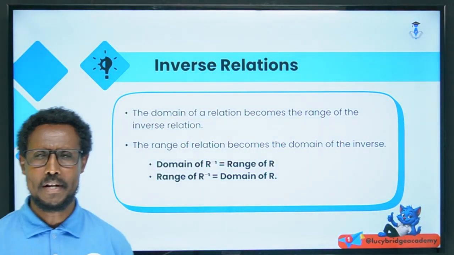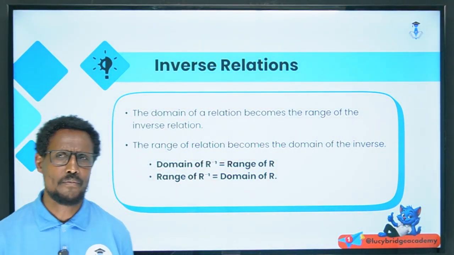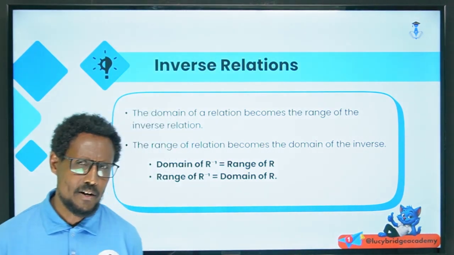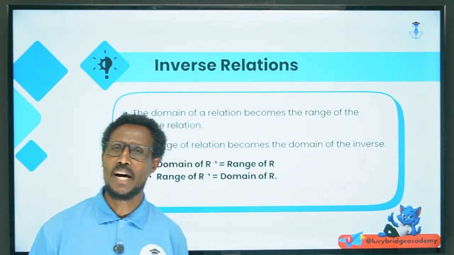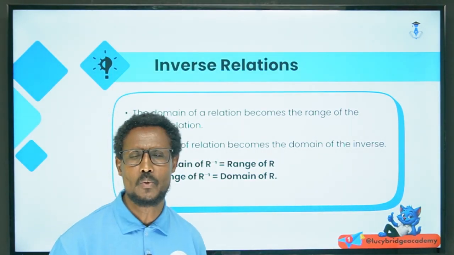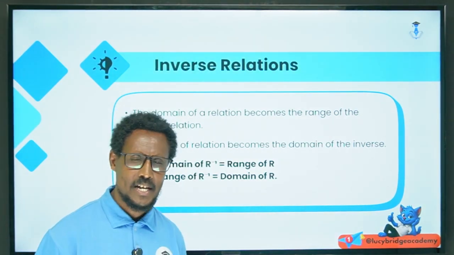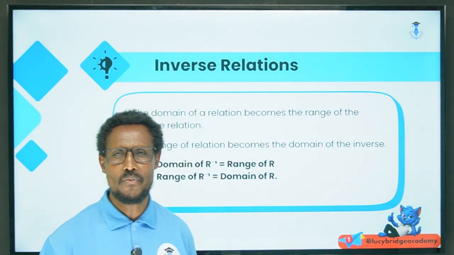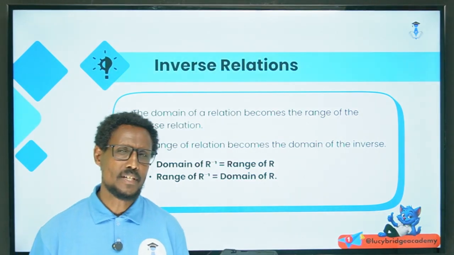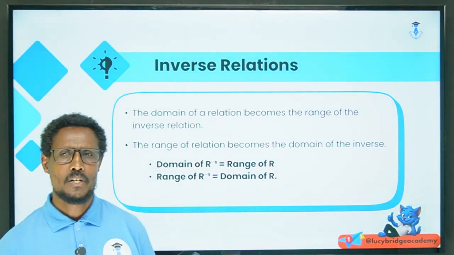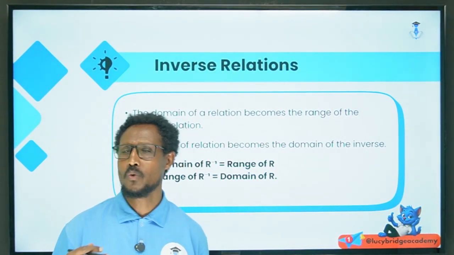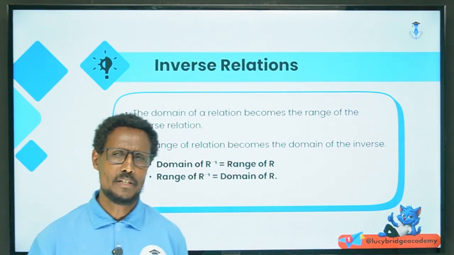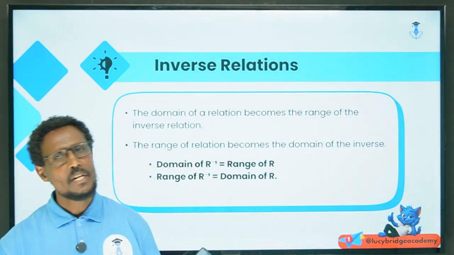Now, inverse relations: the domain and the range of the inverse relation. What do the domain and the range of the inverse of a given relation R look like? The domain of R inverse is always equal to the range of R, and the range of R inverse is always equal to the domain of R. So to find the domain and range of the inverse, it is enough to know the domain and range of the given relation.